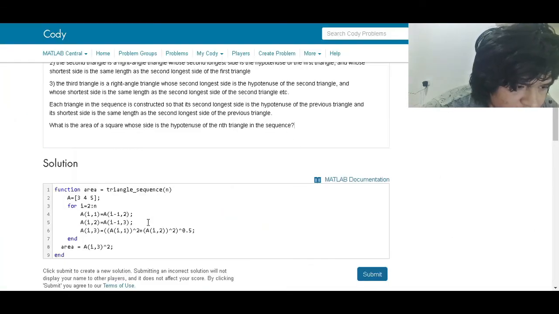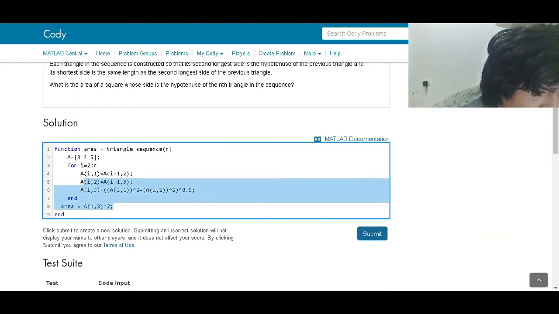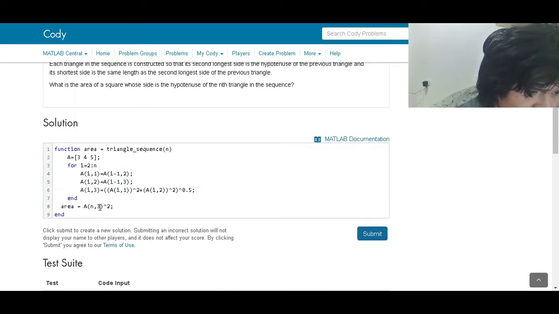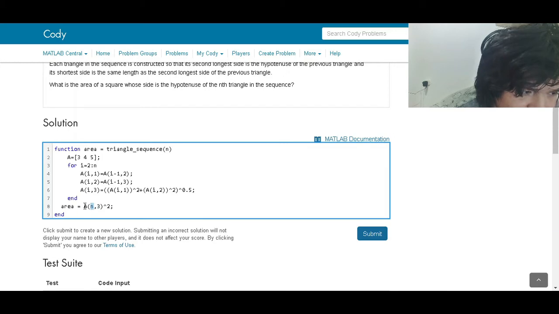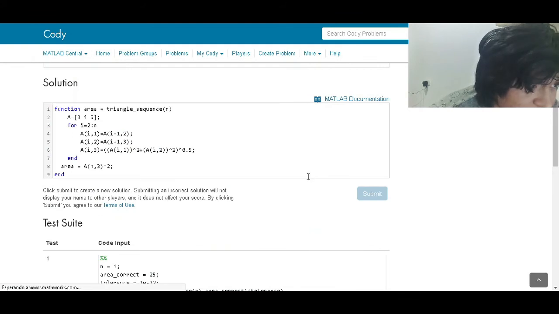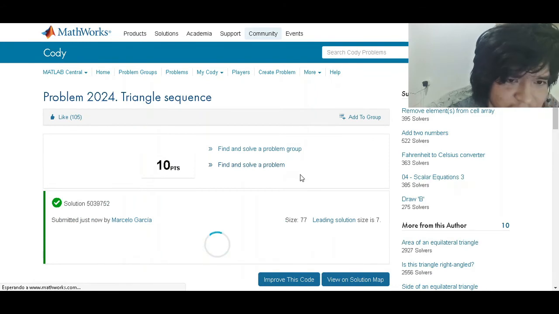We know that because we are asking for the nth iteration. The hypotenuse of the n iteration elevated to the square is going to be the area, and that's the answer. So I hope that makes sense, I hope it's easy to understand, and that should be the answer.